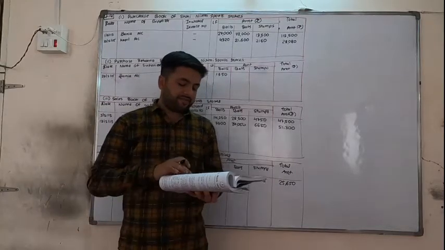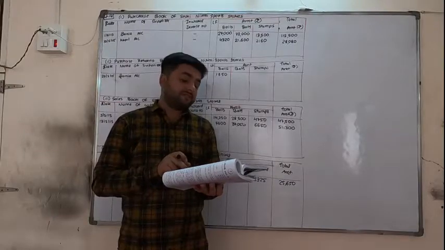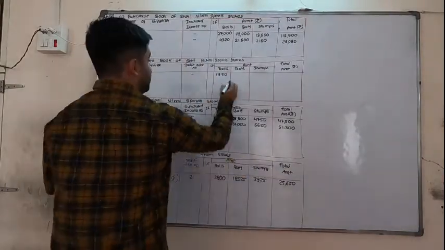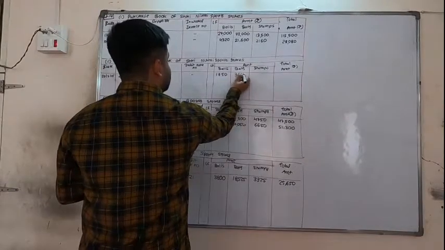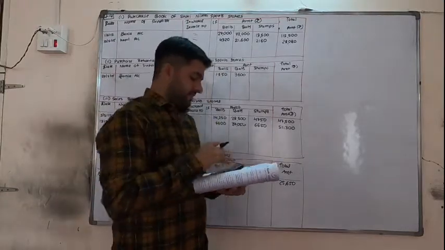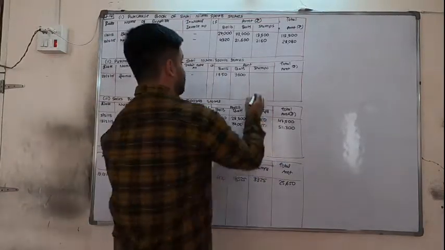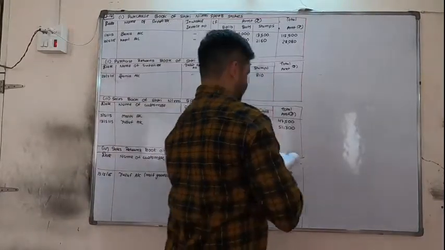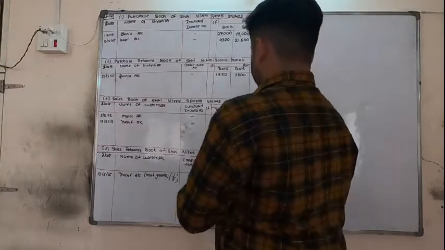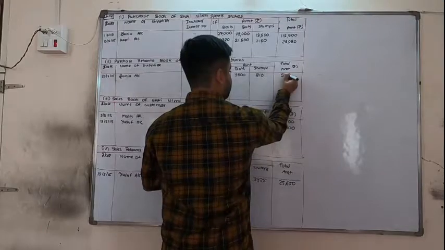Then we are returning 5 bats. So 5 into 800 was the price of bat. You can see in the first transaction, and minus 10% trade discount. So 3,600. So the goods which are returned to Sania are very important. Okay. Then 3 stump pairs. 3 into 300 minus 10%. So 810. Okay. 1,350, 3,600, 810, total 5,760.